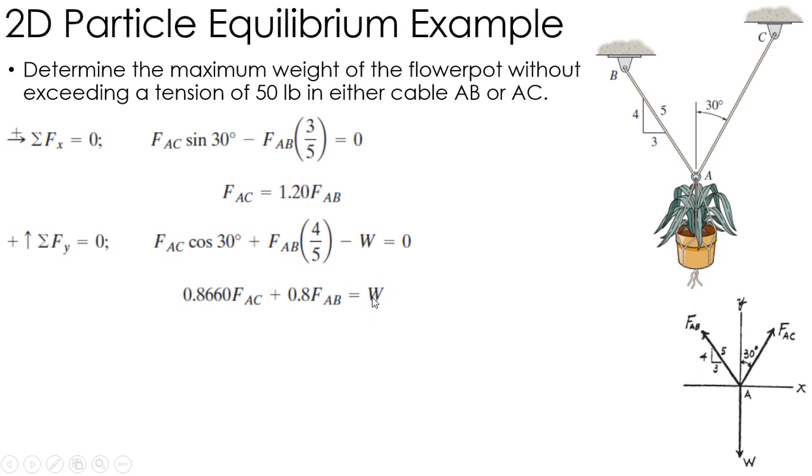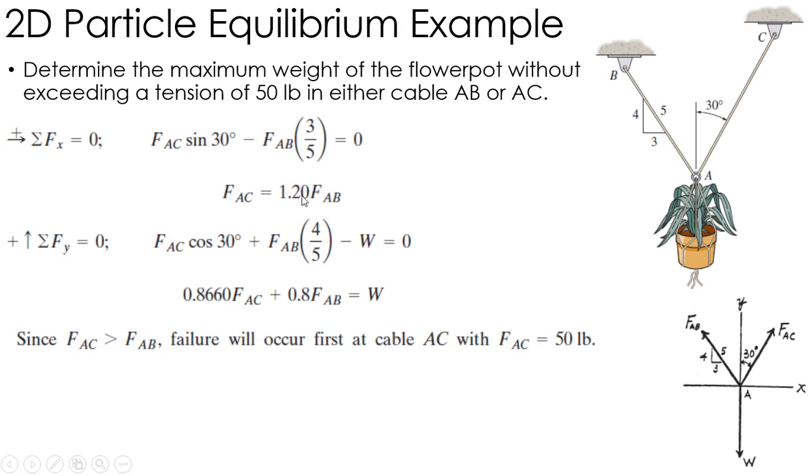Again, what we're doing is we're looking for W here, knowing that no cable can be above 50. Now, from this first equation, the X equation, I learned that AC is going to be bigger than AB, right? Because no matter what AB is, AC is 20% bigger. It's 1.2 times AB. Therefore, I know AC is going to be the limiting factor.